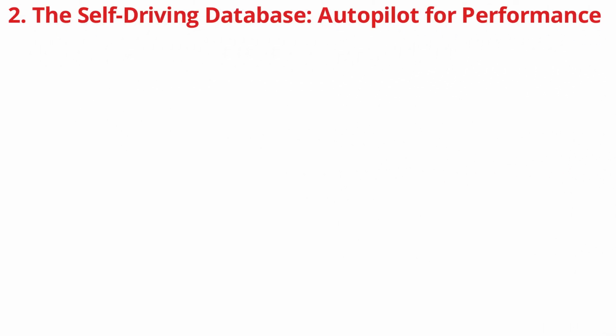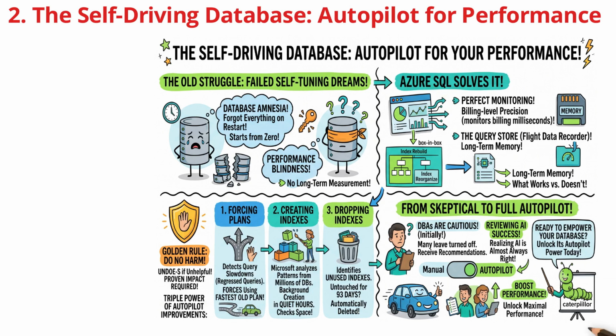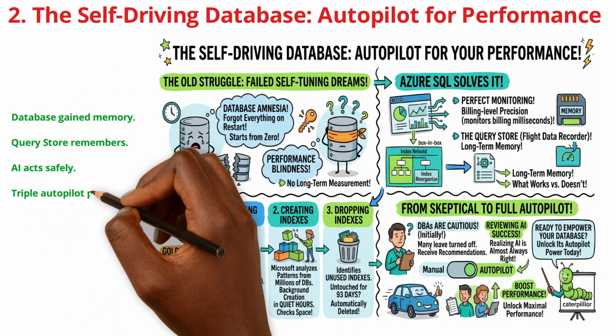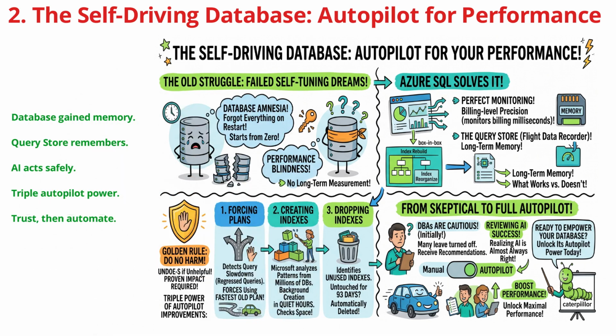is perfectly safe. For decades, self-tuning databases failed due to amnesia upon restarting and blindness to long-term performance. Azure SQL finally solved this using perfect monitoring and the Query Store, a digital flight data recorder with long-term memory. Operating under the golden rule to do no harm, Azure utilizes a triple power approach, forcing faster historical plans, creating helpful indexes during quiet hours, and automatically dropping unused ones after 93 days. Switch to AI Autopilot and boost your performance today.